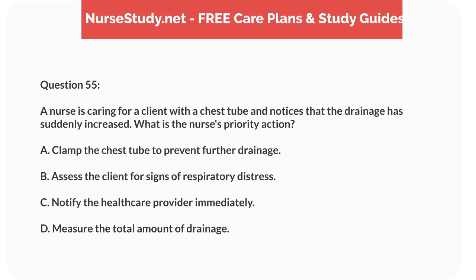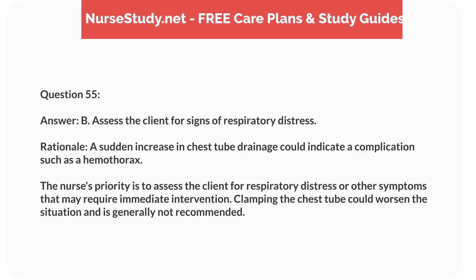What is the nurse's priority action? A. Clamp the chest tube to prevent further drainage. B. Assess the client for signs of respiratory distress. C. Notify the healthcare provider immediately. D. Measure the total amount of drainage. Answer B. Assess the client for signs of respiratory distress.